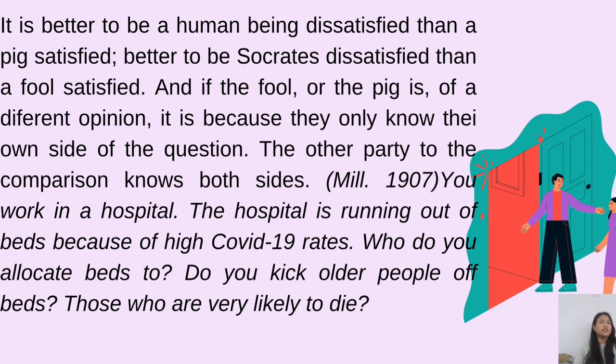This means it is better to be an intelligent, thinking person who is aware of problems and seeks truth than being ignorant or simple-minded and just being happy without understanding. A wise person sees both sides of an issue, while a fool only sees their own. It is better to be a human being dissatisfied than a pig satisfied. Better to be Socrates dissatisfied than a fool satisfied. And if the fool or the pig is of a different opinion, it is because they only know their own side of the question. The other party to the comparison knows both sides.